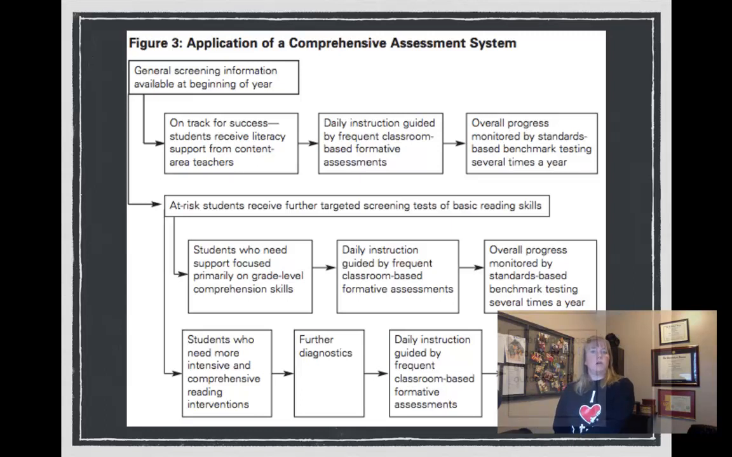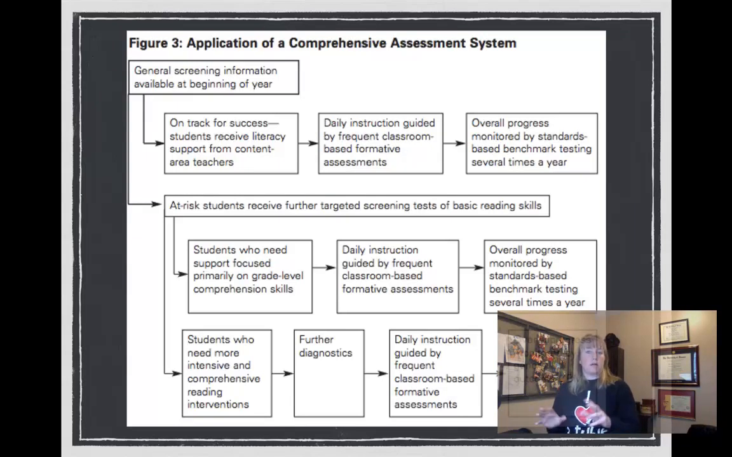Then we've got students who that general screening shows are really falling behind in their reading skills, or they've been on an IEP for a while and we know that they're behind. Those students are going to move into that category of needing more intensive and comprehensive reading intervention. We're going to have some accommodations and modifications and strategies that we're using in the content area classrooms, but they're also going to be getting some pull-out, real direct reading instruction, whether it's focusing on those decoding skills that we talked about earlier, fluency, comprehension, vocabulary, any of those. Then they're going to be assessed throughout the year with those formative assessments.